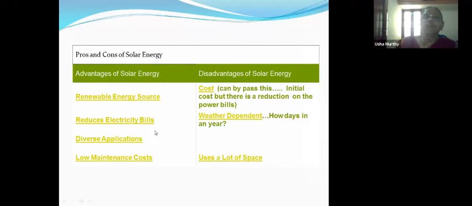So when you see all these advantages, the three disadvantages can also be classified as benefits because of the advantages we get from solar energy.